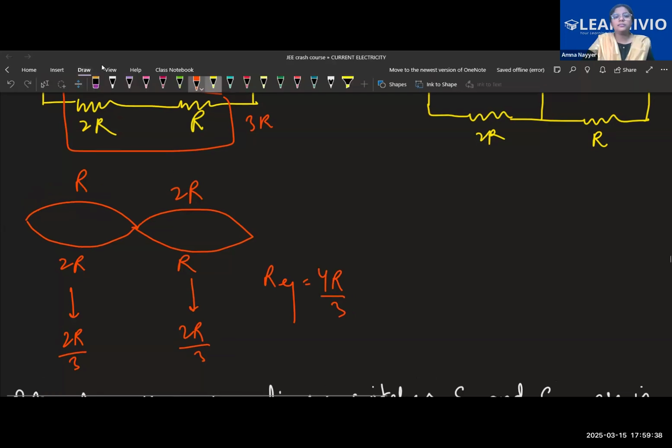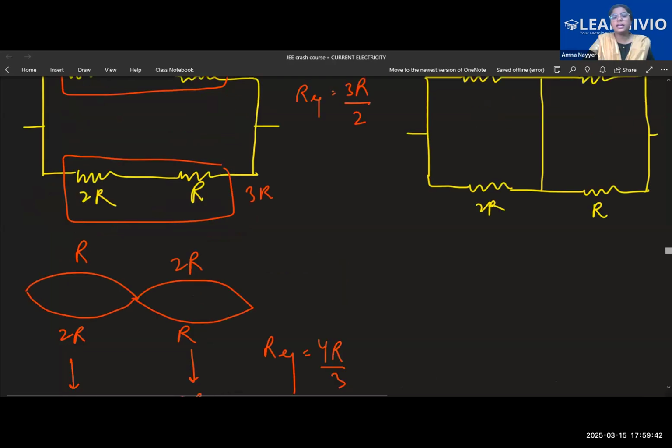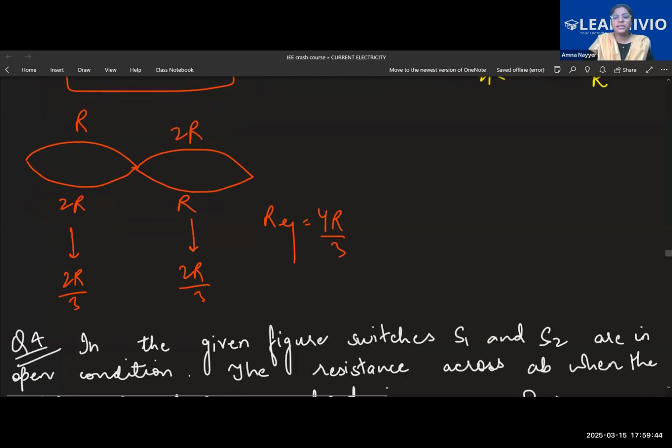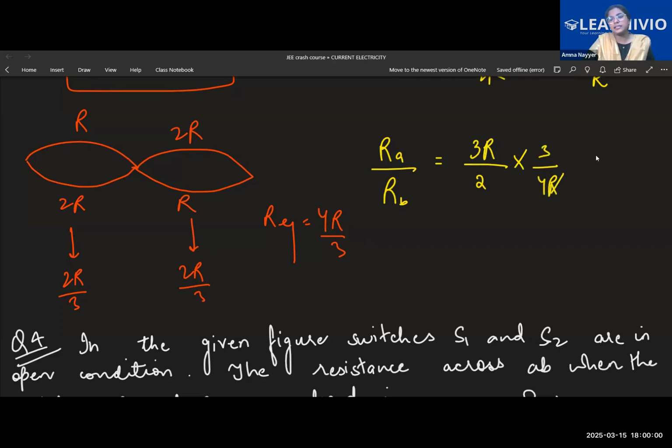Now we need to take up the ratio. What did we get in the open case? 3R by 2. So you take the ratio. Basically, R_open by R_closed, first to the second, will be 3R by 2 divided by 4R by 3. R gets cancelled. This is 9 by 8. X is to 8 means 9 is to 8. So your X is equal to 9.